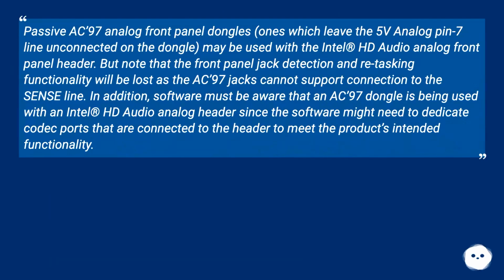Passive AC97 analog front panel dongles, ones which leave the 5V analog pin 7 line unconnected on the dongle, may be used with the Intel registered HD audio analog front panel header. But note that the front panel jack detection and retasking functionality will be lost, as the AC97 jacks cannot support connection to the Sense line. In addition, software must be aware that an AC97 dongle is being used with an Intel registered HD audio analog header, since the software might need to dedicate codec ports that are connected to the header to meet the product's intended functionality.